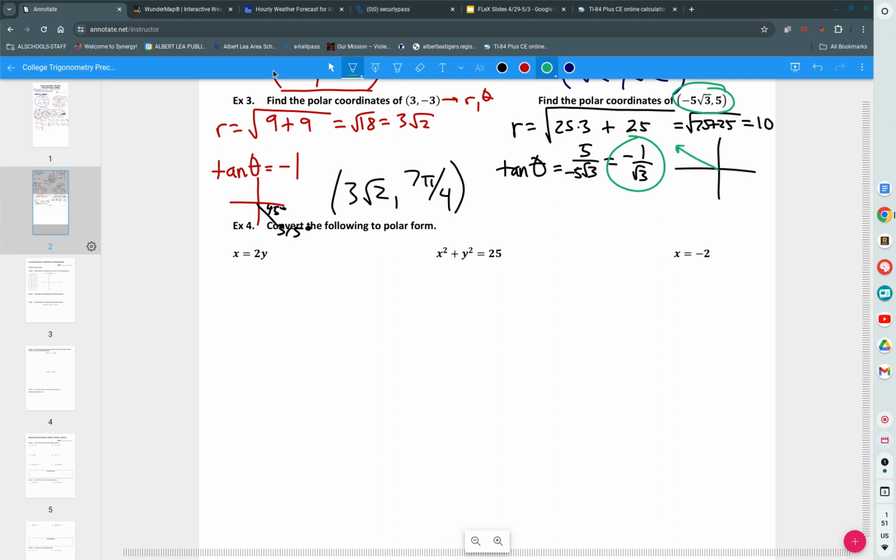If you take the inverse tangent of 1 over the root of 3 on the calculator, anybody confident what they got? 30 is correct. That means that this is 150 degrees, which if you convert it to radians, that would be 5 pi over 6. So 10, 5 pi over 6 is your answer.